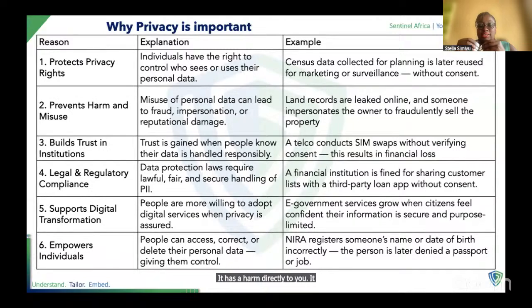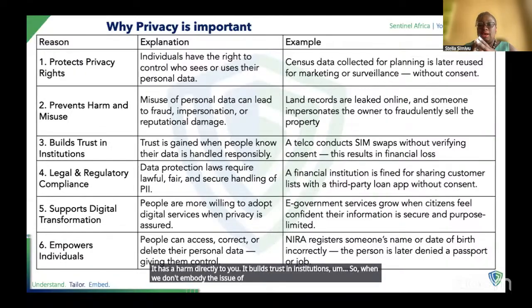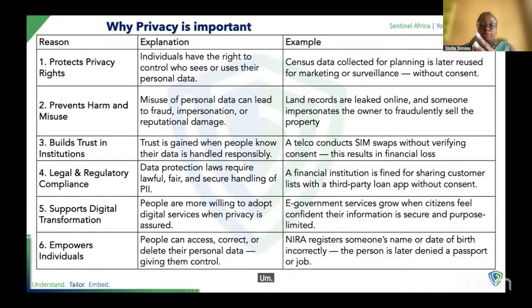It builds trust in institutions. So when we don't embody the issue of privacy, something as simple as a telco like MTN, Airtel, etc., who have been pushing things like Airtel Money, MTN Momo, if I am not able to trust that my SIM will not be swapped without consent, resulting in my mobile money being lost, then I will not trust those institutions.